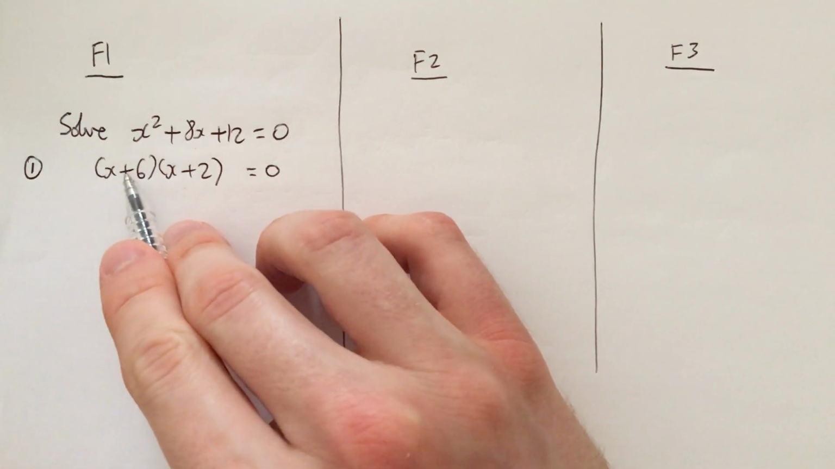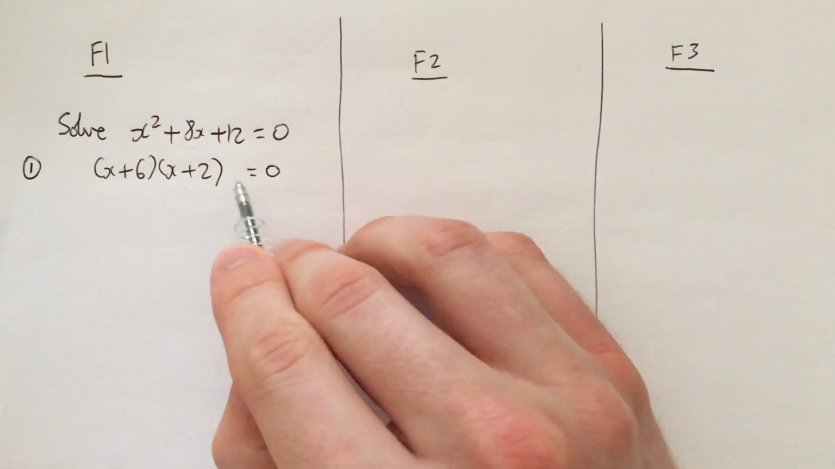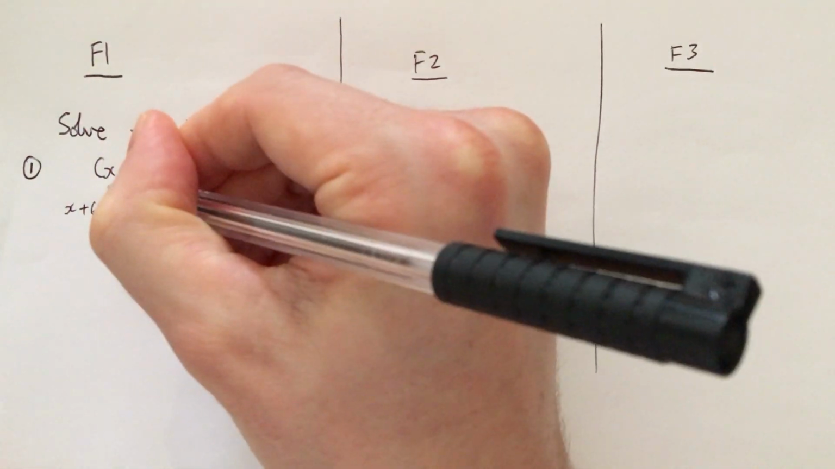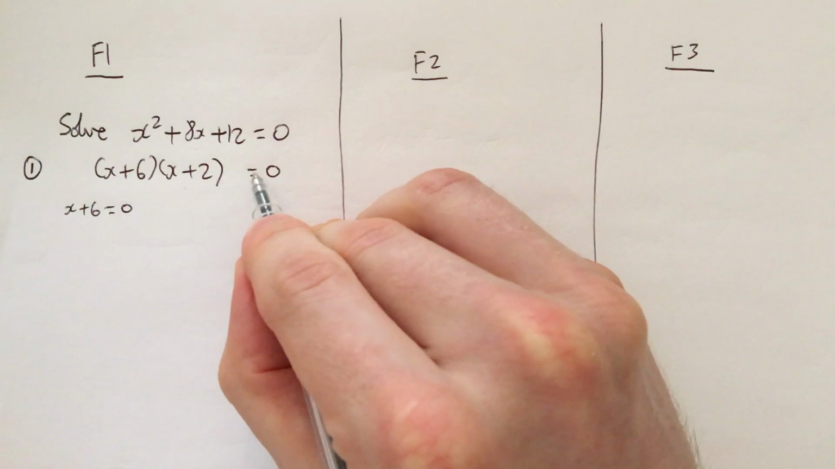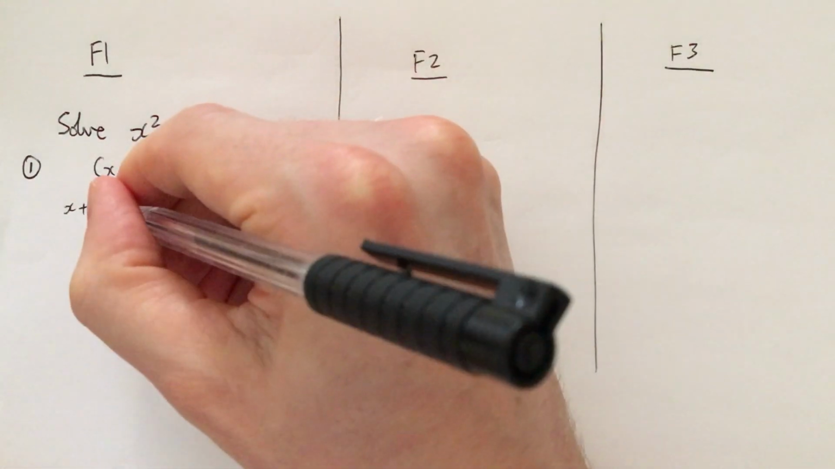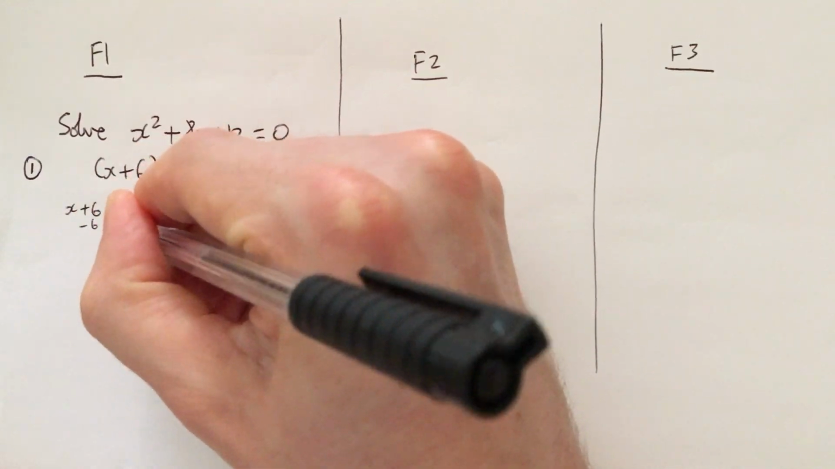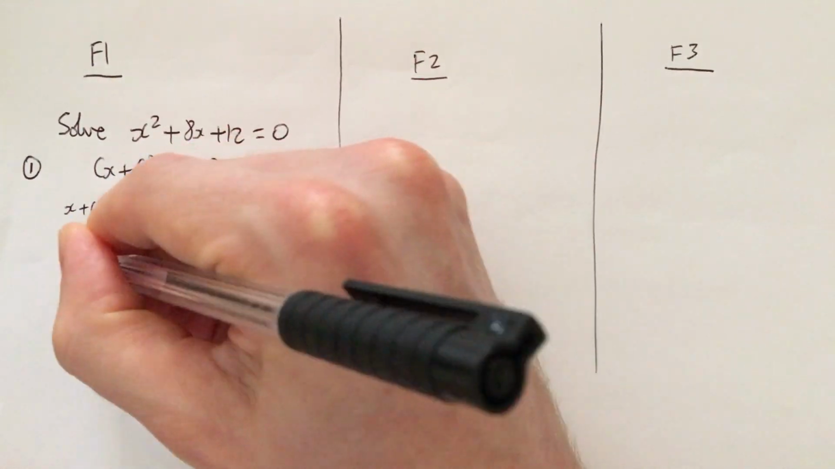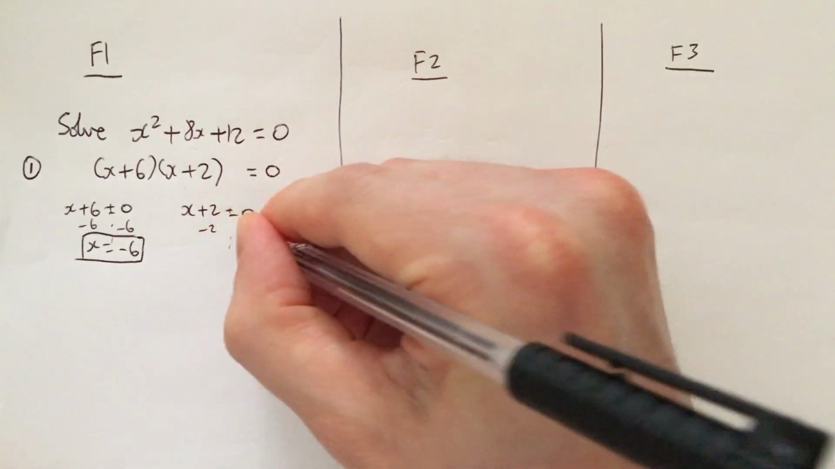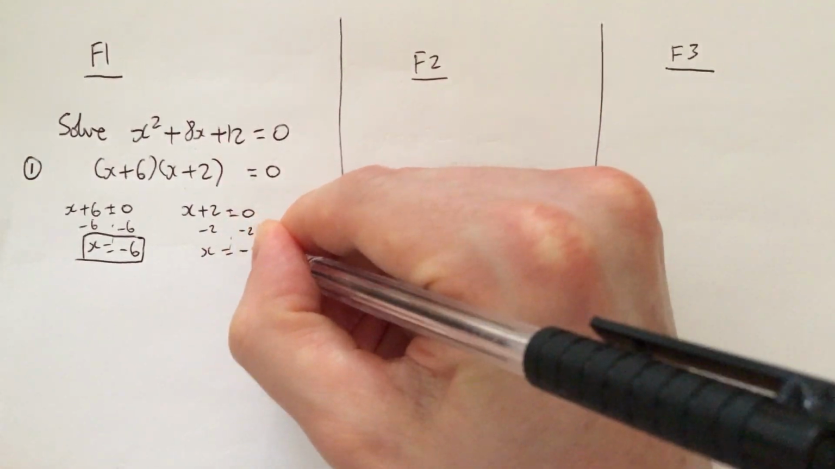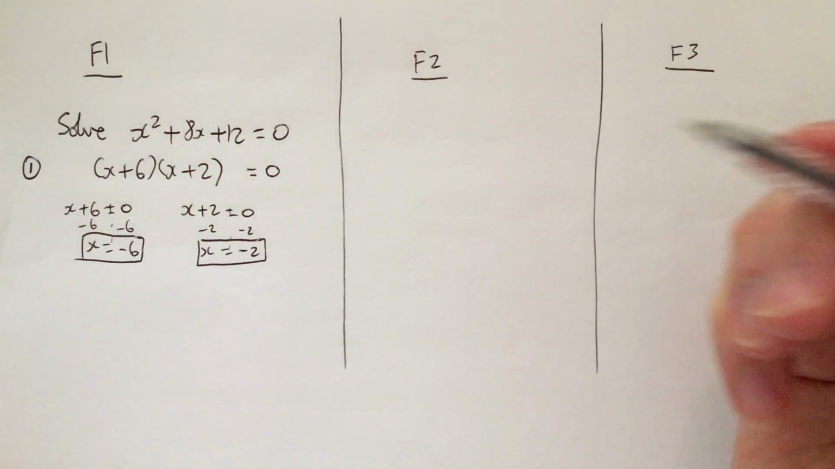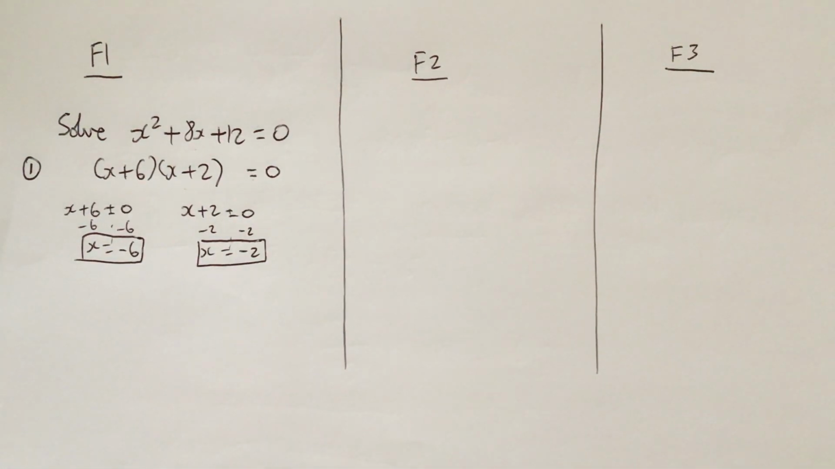So x + 6 = 0, and also x + 2 = 0. Solve it: minus 6, x equals -6. That's one of my answers. Solve it, x equals -2. That's the other answer. Now, if that's all the question says, you leave it like that.